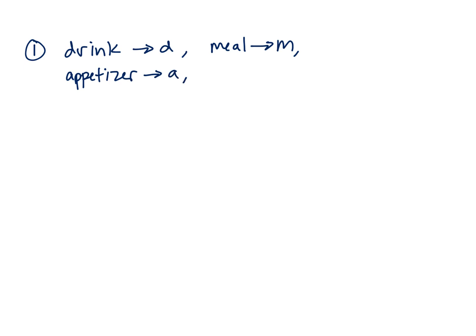Number one says a family of 12 went to a local restaurant for dinner. Every family member ordered a drink, a meal. 3 people ordered an appetizer, and 6 people ordered cake for dessert.